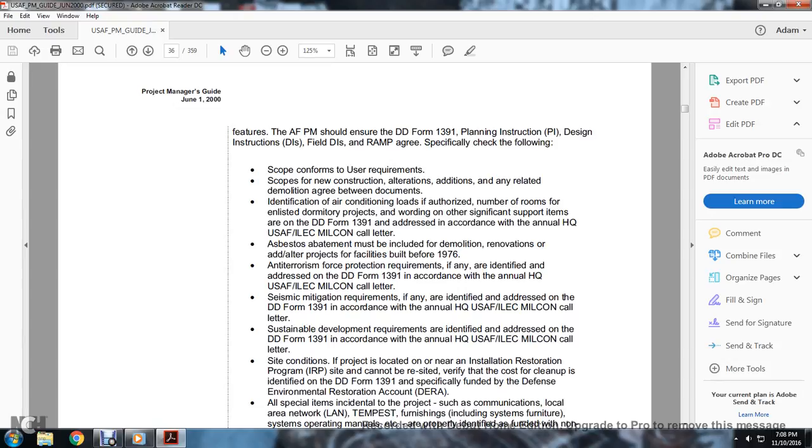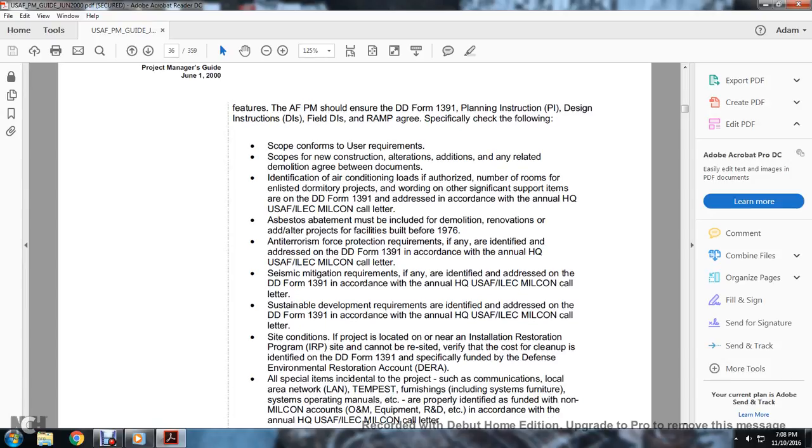Asbestos statement may include the demolition, renovation, and addition or alteration project for a facility that was built before 1976. Anti-terrorism force protection requirements, if any, are identified and addressed on the Department of Defense Form 1391 in accordance with the annual headquarters USAF Engineering Corps and Military Construction call letter.